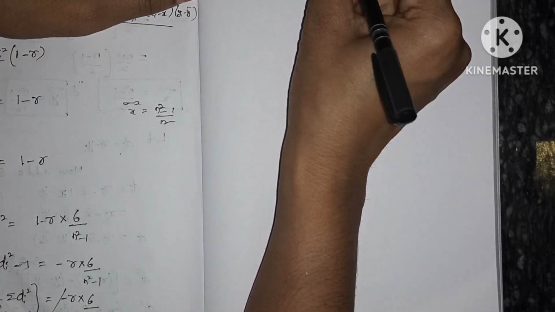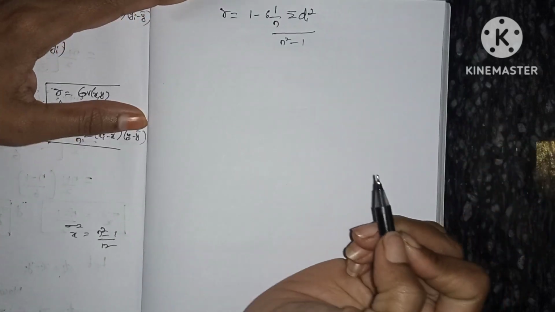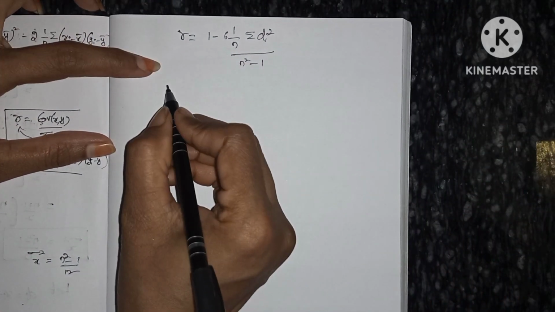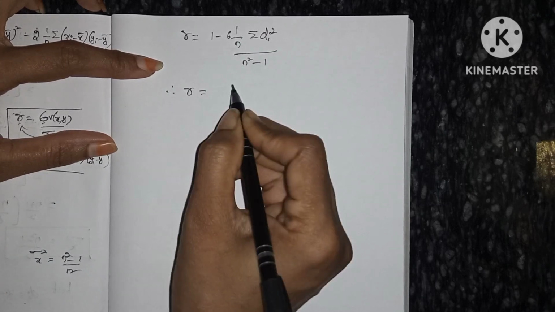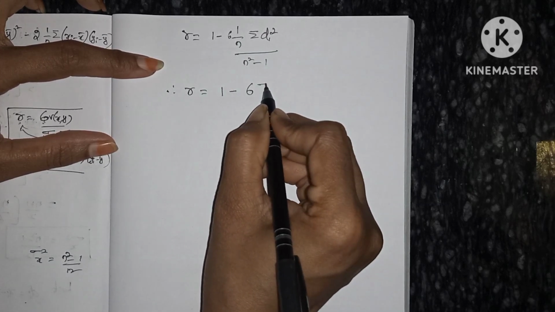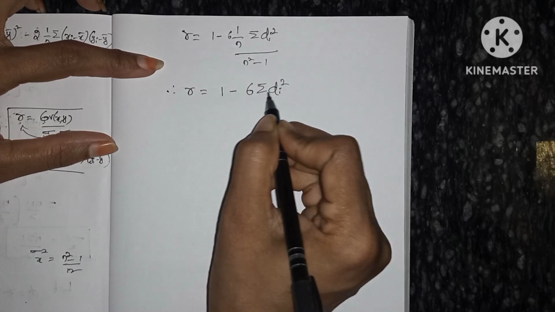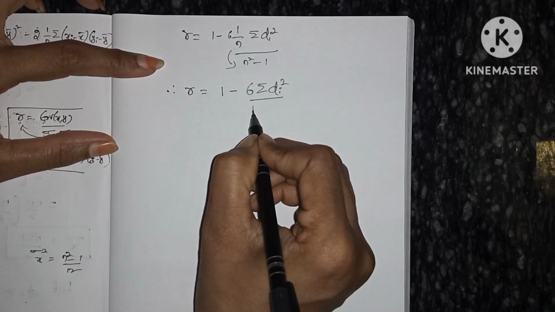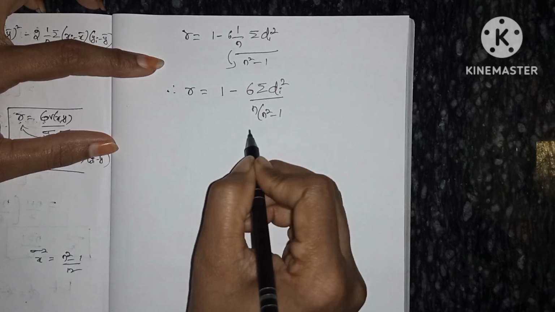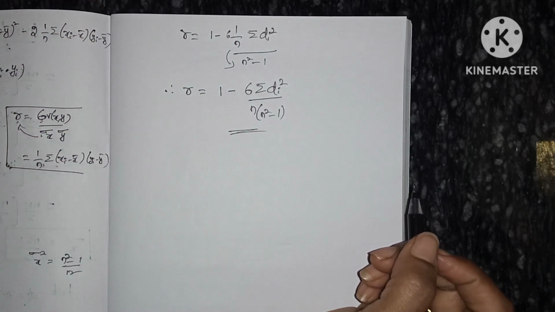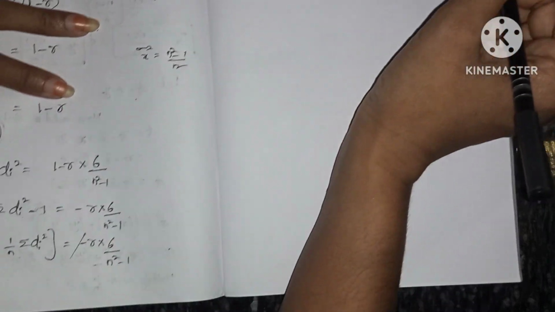6 n square minus 1. Okay, so finally what can we write? R equals 1 minus 6 summation di square by n. This n comes here, so n into n square minus 1. Okay, so finally we derived the formula for Spearman's rank correlation coefficient.